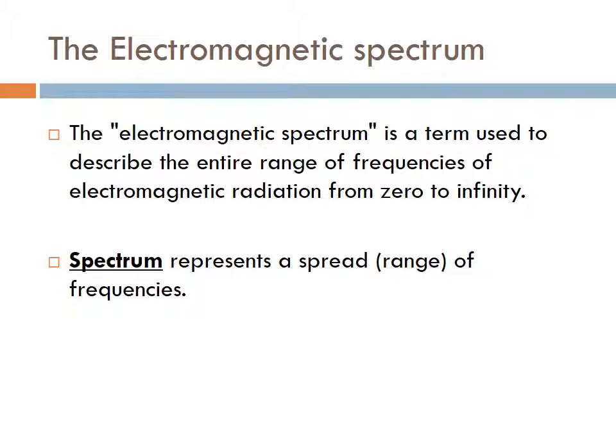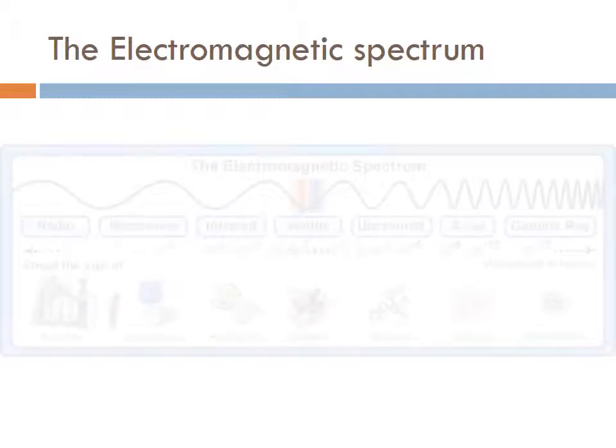The electromagnetic spectrum is a term used to describe the entire range of frequencies of electromagnetic radiation from 0 to infinity. So spectrum represents a range of frequencies. Keep it in mind. The electromagnetic spectrum represents the whole range of frequencies. Signal spectrum represents the range of frequencies of a signal. So spectrum is always a range of frequencies.